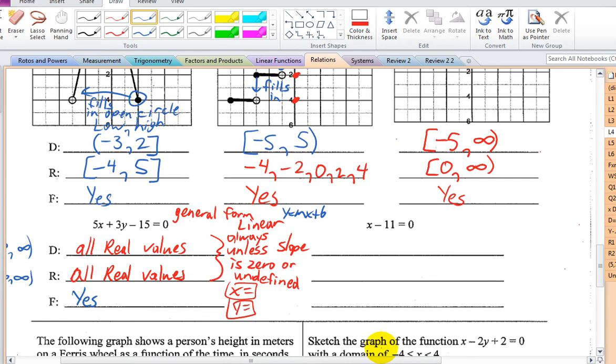X equals negative 11. Graph that. Make a quick little graph right here and just show me approximately where that is. So move the 11 to the other side, please. So add 11. X equals positive 11. What does that look like? Well, here's x equals 11.